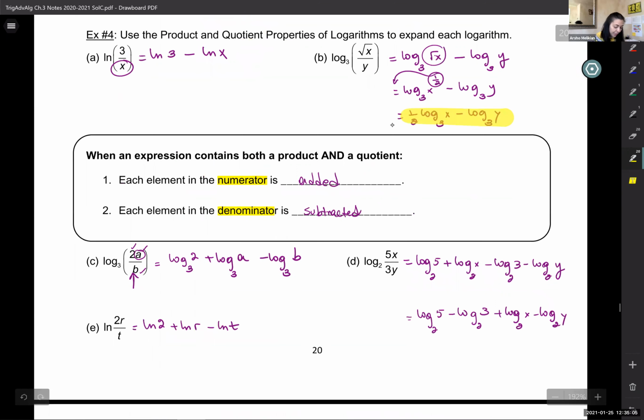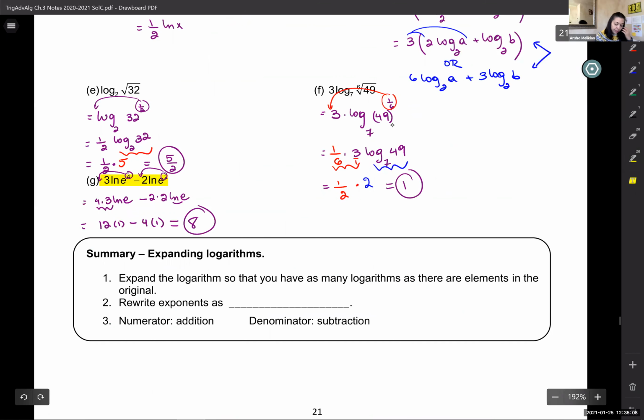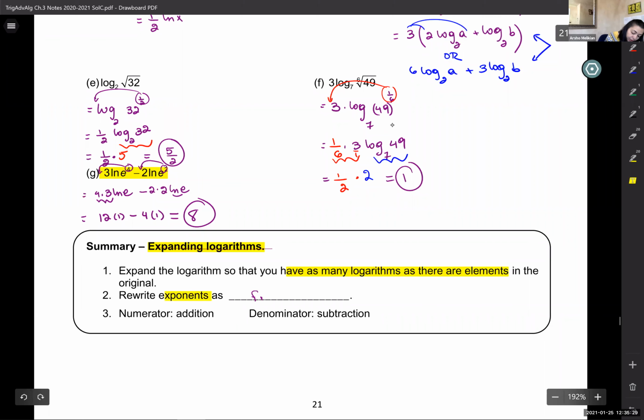Okay, last but not least, let's summarize. How do we expand logarithms? First, you want to expand it so that you have as many logarithms as there are elements. Okay. We rewrite exponents as coefficients, sorry. And if something is in the numerator, it's added. And if something's in the denominator, it's subtracted.